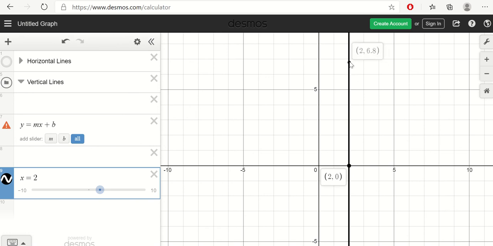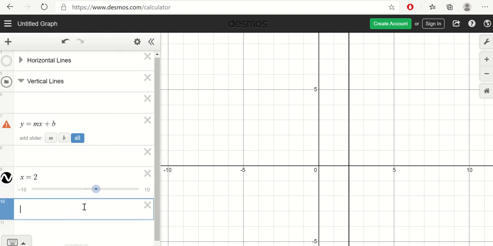No matter what height I'm at on this line, no matter what y value I'm at on this line, the x value is always the same. The x coordinate never changes. No matter what, for this particular line, I always have an x value of 2. So that's one way to think about it.